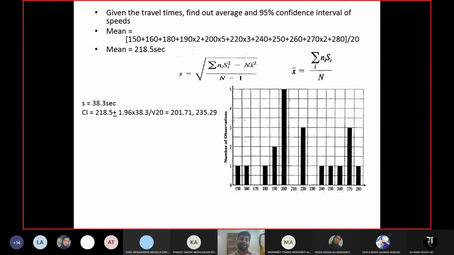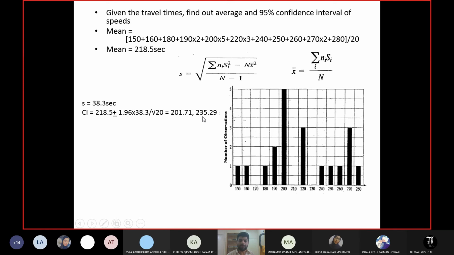So I already have n here, so I will not assume that s is e. Like we did in the previous example, it was given with the true mean, so I assumed that it is for the whole population. In this case, I know it is for 20 values. So I need to calculate e, which will be s upon root of n. So s is 38.3 standard deviation, root of n is root of 20. Okay, so you calculate this, the confidence interval will be 201.71 and 235.29.